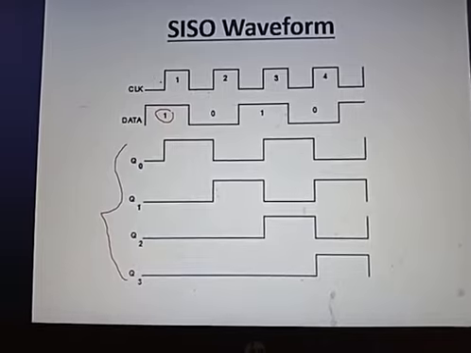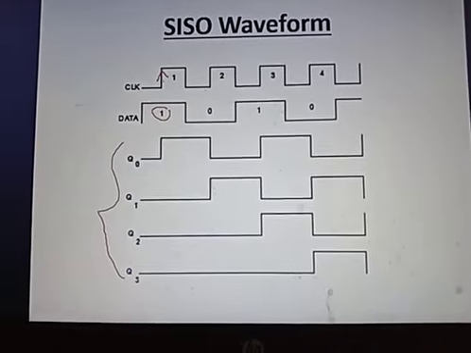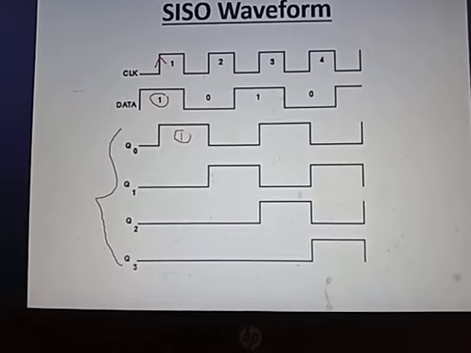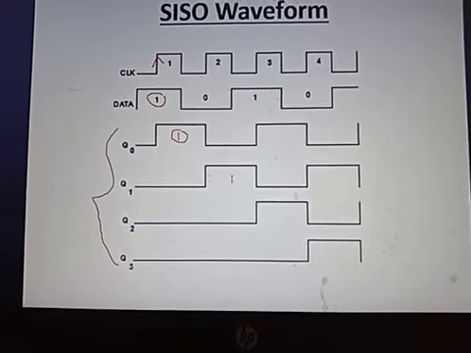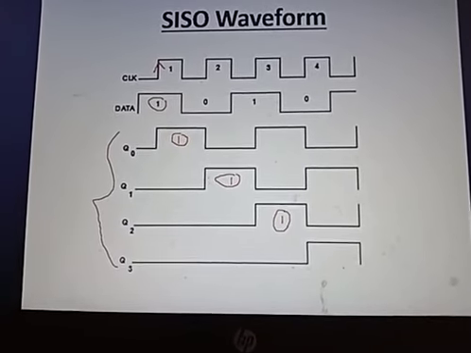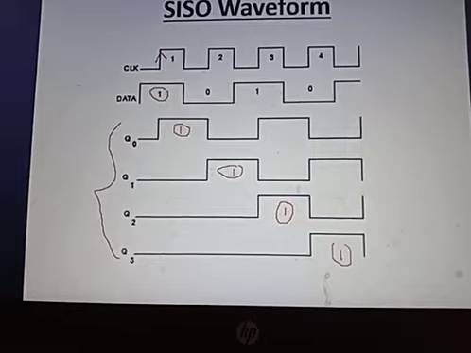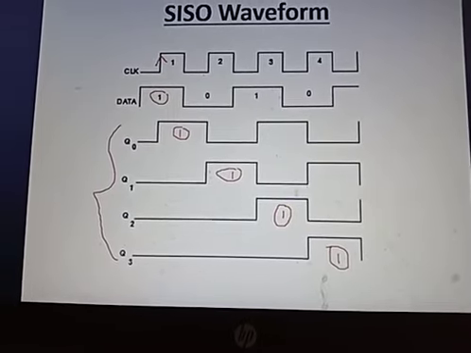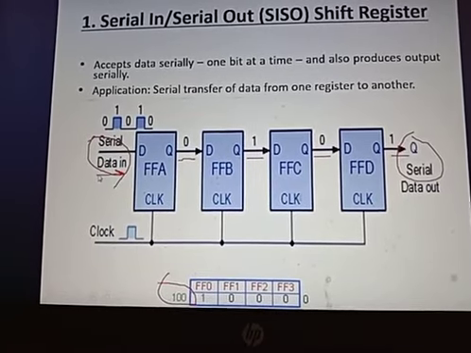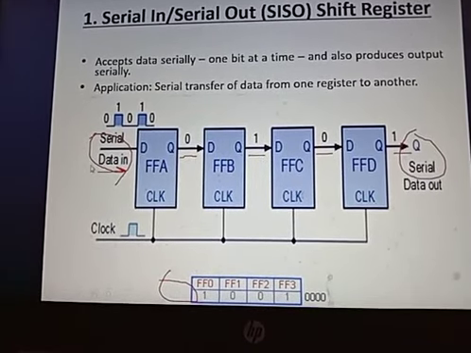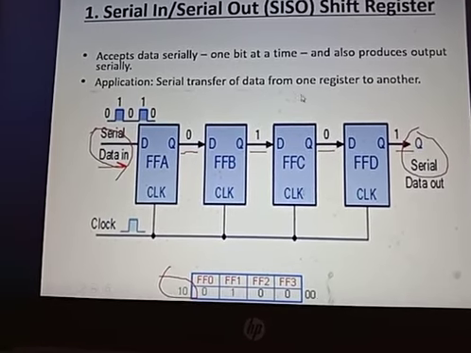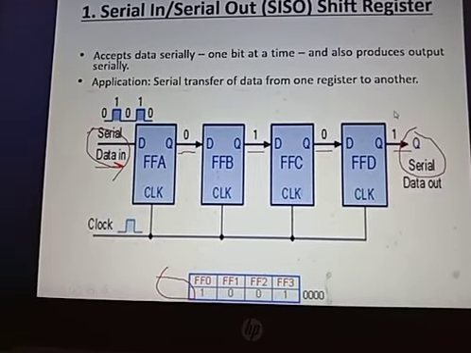Now say I am going to have positive edge triggering. At this clock pulse, the 1 comes to the first flip flop. At the second clock pulse, that 1 comes to the second flip flop. At the third clock pulse, it goes to the third output, and at the fourth clock pulse, it goes to the last one. Correct? So you can see that the data is getting shifted serially. Look at this example again. The data is shifted serially: the first clock pulse it comes here, the second it comes here, the third it comes here, and at the fourth clock pulse it comes over here.